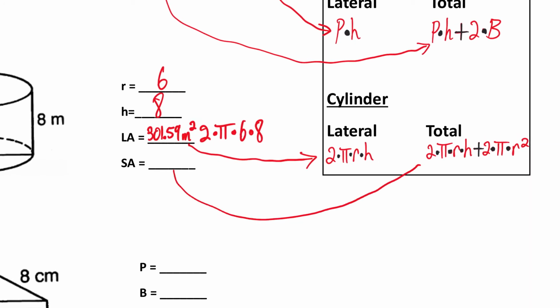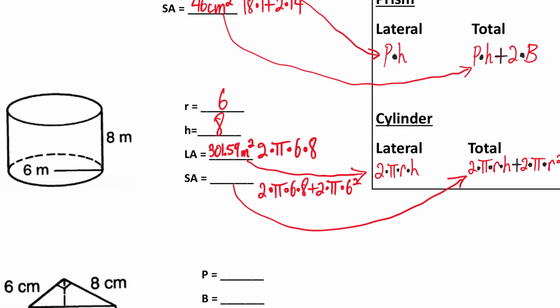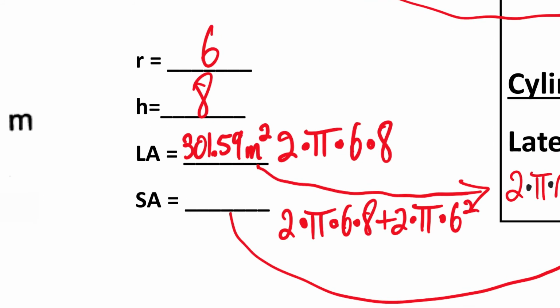And for the total surface area, we're using this formula. 2 pi RH plus 2 pi R squared. Okay, 527.79.